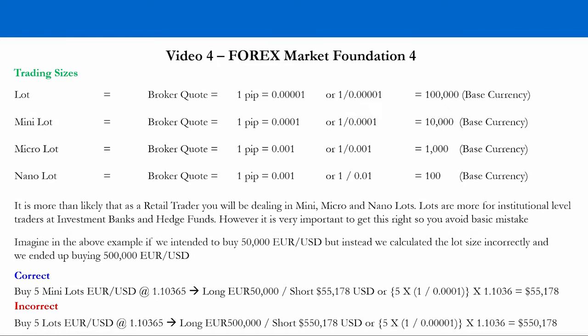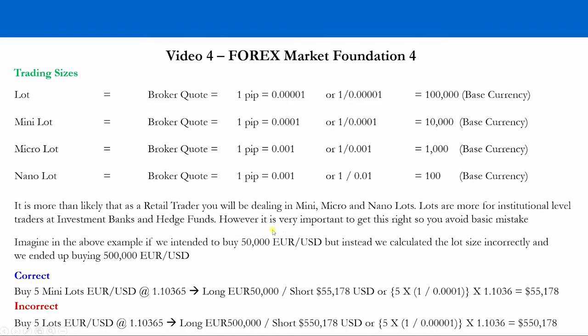Lots are in the size of 100,000 base currency. Instead of, for example, buying 10 mini lots with the intention of taking 100,000 exposure, you could end up buying the equivalent of 10 lots, so 100,000 exposure. So let's have a look at an example.